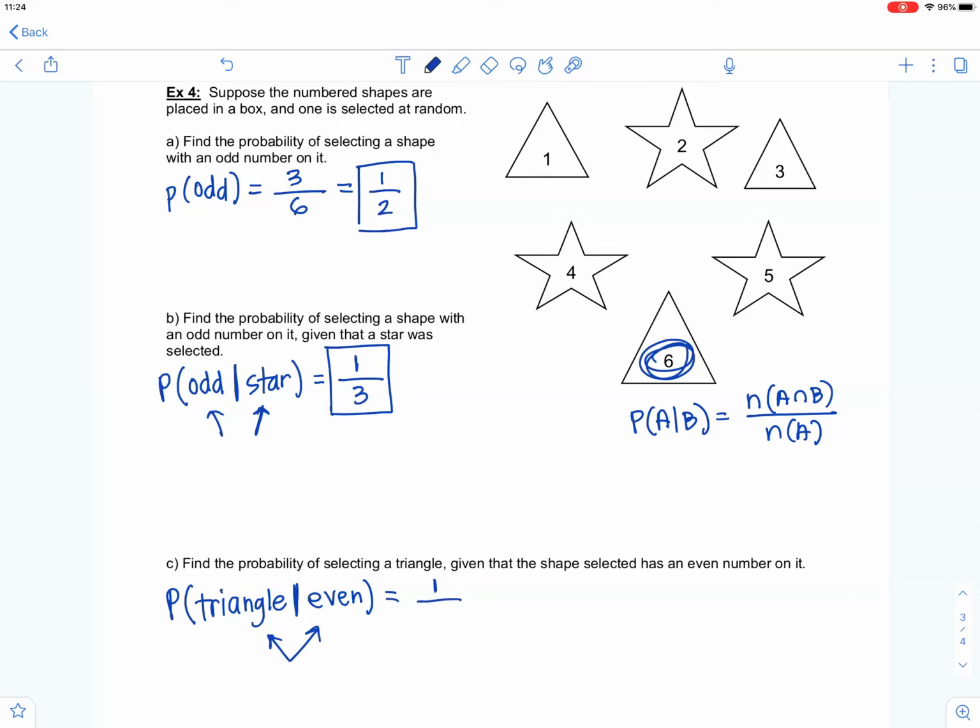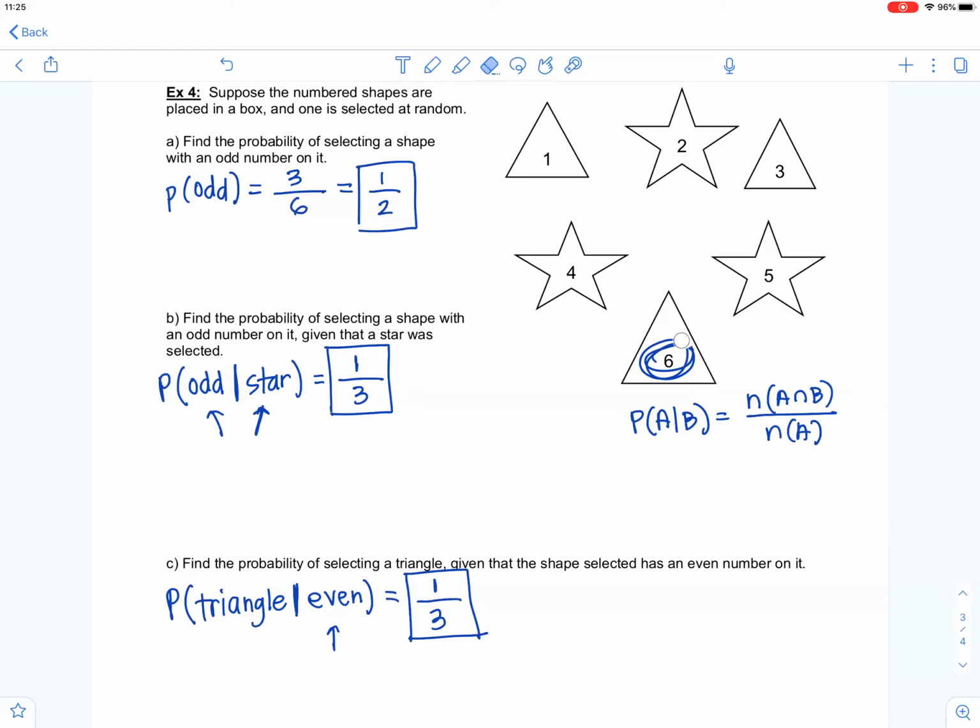And your denominator is how many of what's given, how many even numbers you have total. Still looking at all the shapes. If you look at all of the shapes, we have 2, 4, and 6, 3. So that one also comes out as a probability of 1/3.